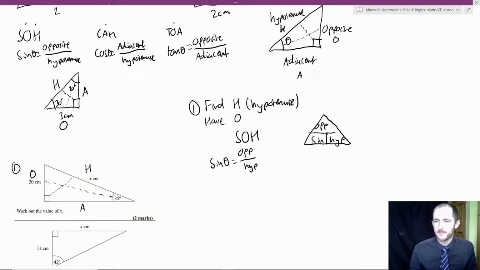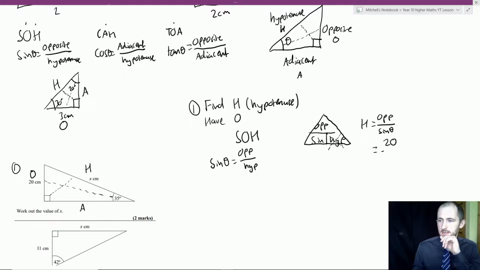So now if we want to find the hypotenuse, we need to rearrange this formula. Or what you can do is cover up the h part of this, and we get that h is equal to the opposite over sine of the angle. Because again, if we covered that up, you can just put your hand on your screen, cover that up, you get opposite over sine. So that's going to be, the opposite side is 20 centimeters divided by sine, open bracket, 35.